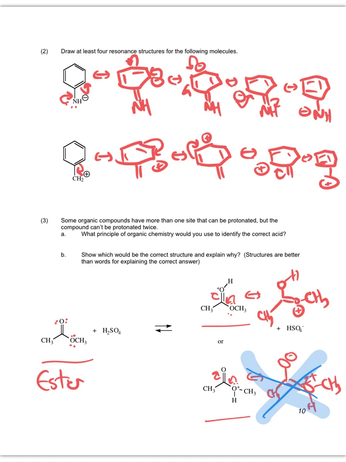So the only one we can form is this one because it gives us the same separation of charge between the two resonance structures. So that is a very good resonance structure to have. So this would be the one where we would protonate that carbonyl, the carbon-oxygen double bond in that.